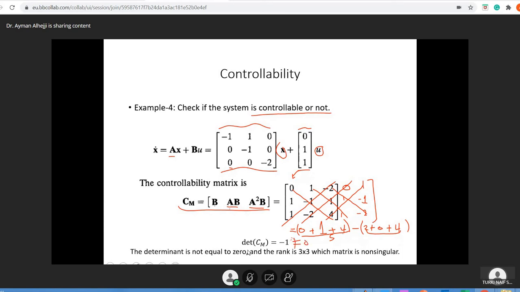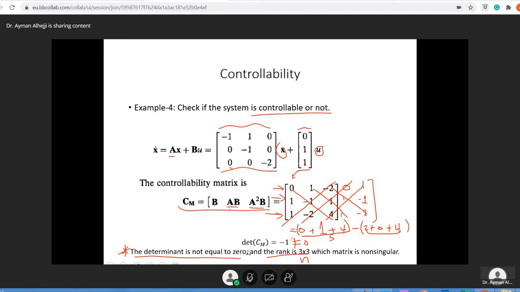That means the system, as you can see in this note, the determinant is not equal to 0, and the rank is 3 times 3, which means the system is non-singular. Why is the rank 3? For the rank, we need to check how many rows have elements. All the rows have elements: row 1, row 2, and row 3 have elements.